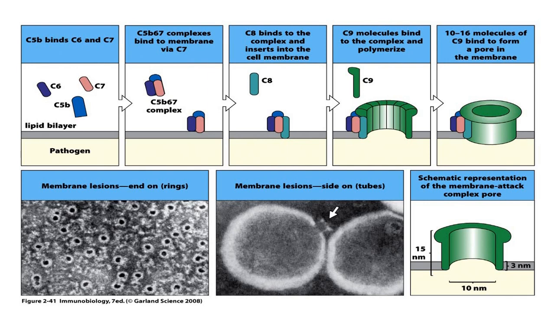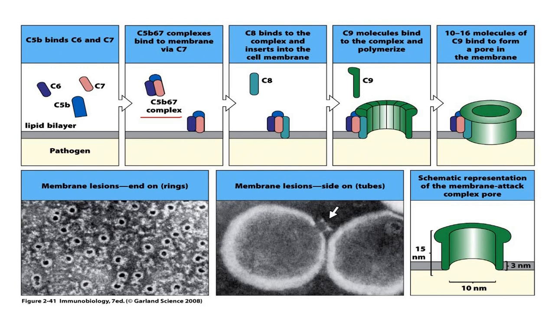C5b binds to C6 and C7. It will insert into the lipid layer of the pathogen. Which lipid layer? Not host but pathogen. Within the pathogen, the C5b67 complex is formed. This complex cannot insert into the membrane, right? Once it binds with C8, the C8 complex will insert into the lipid membrane. You can see in the diagram, this will insert into the membrane.